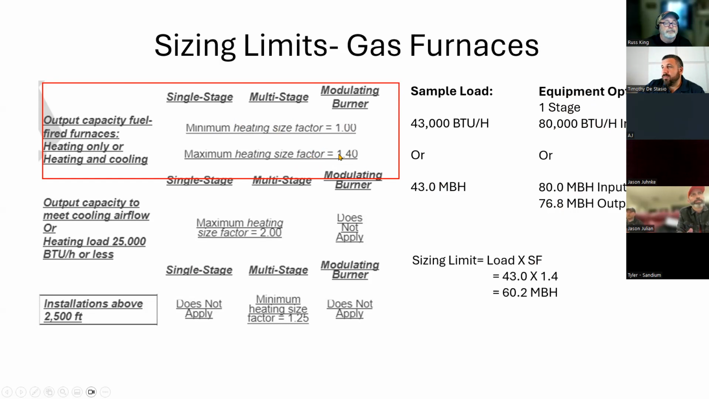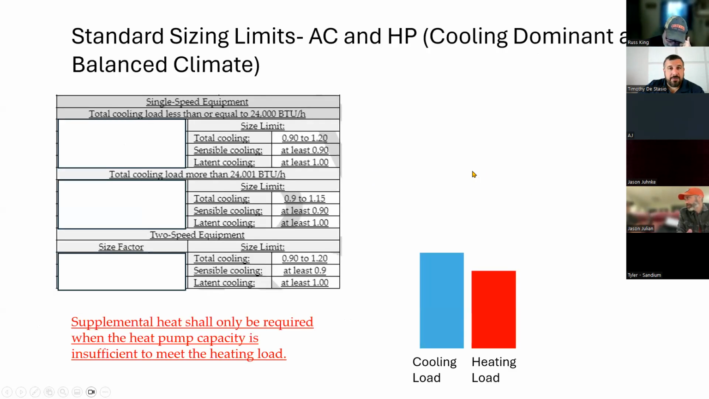So what's the maximum sizing limit we could have for this unit? 43,000 times 1.4. The maximum output of our furnace can be 60.2 MBH. We've got a 76 one, so that's going to be too much. Technically, this furnace does not qualify for Manual S. So we'd have to go with the next size furnace down if we could, as long as it could move the air that we need for air conditioning.